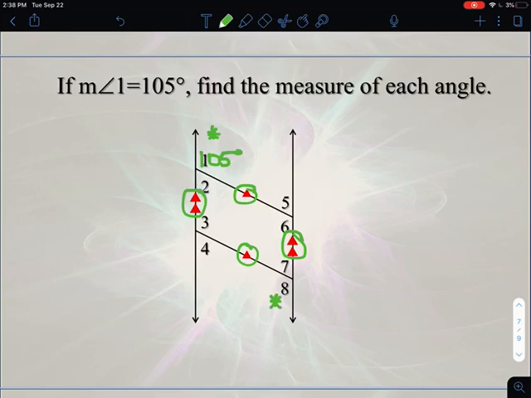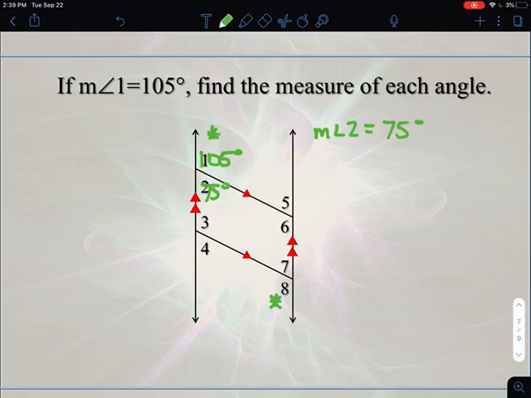So if I'm looking at this, one that I might notice right away, angle 1 and angle 2 are a linear pair. Well, that means that the measure of angle 2 has to be 180 minus 105, or 75 degrees. Okay. So angle 2 is 75. I can start solving for any of the different angles just depending on how I want to attack from here.